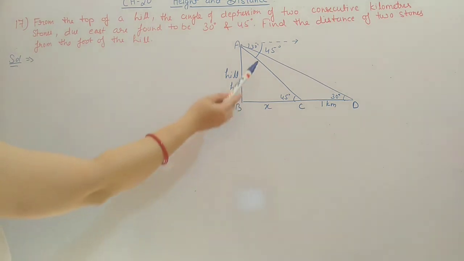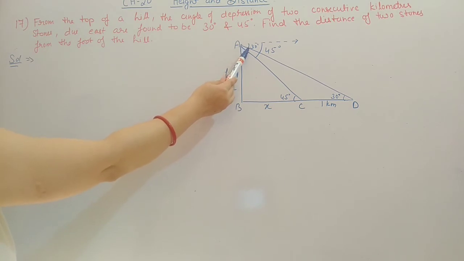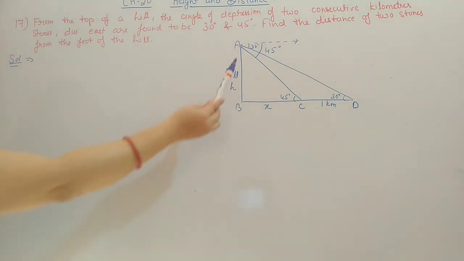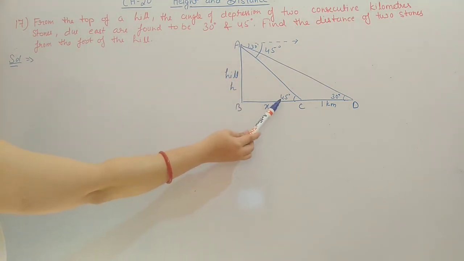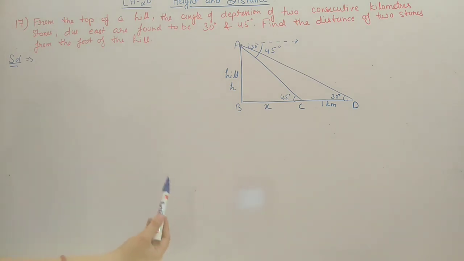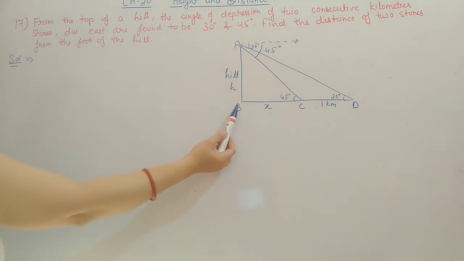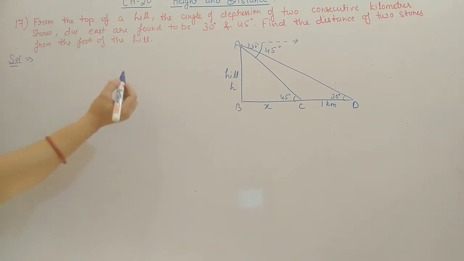Now next thing, this angle of depression is 30 degree, so the angle of elevation also will be 30 degree. Similarly, here it is 45, so this one also will be 45. Always remember, the greater angle will be near to the hill or tower, the smaller angle will be far from the hill or tower. So let the height of the hill be h here, and the distance from B to C is x. Now we have 2 right angle triangles in this figure.